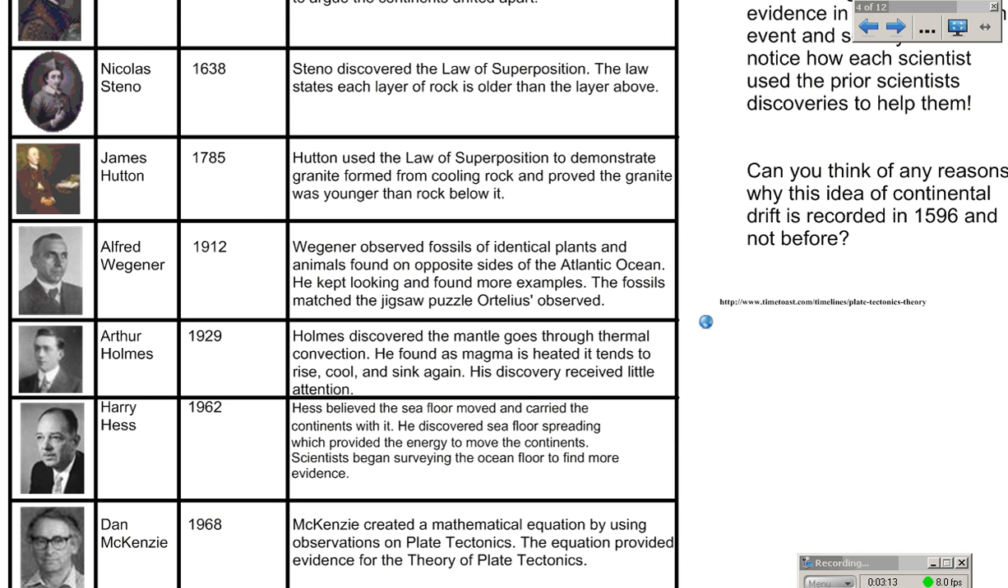In 1968, Dan McKenzie created a mathematical equation by using observations on plate tectonics. The equation provided evidence for the theory of plate tectonics.